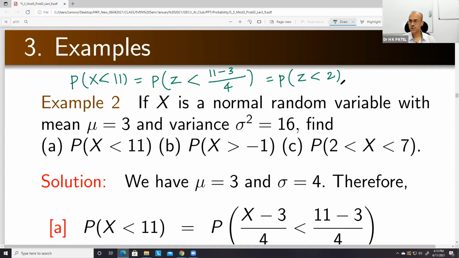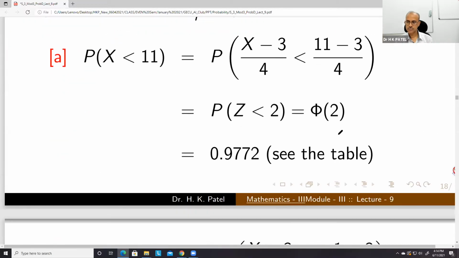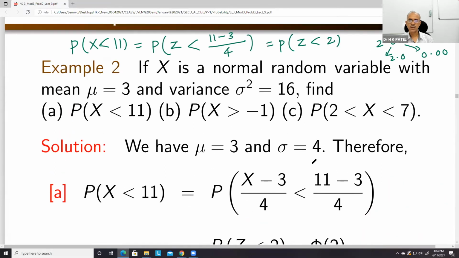Okay. So again, this number 2 is of the form 2.00. You can write this as 2.0 and then 0.00. All right. So just see this number in the row of 2 and column of 0.00. So this is phi 2. And phi 2, you can see that the value is 0.9772. All right. So these are simple.